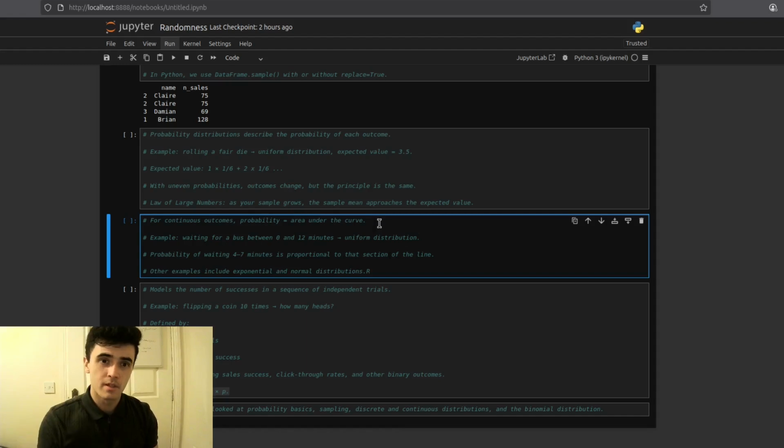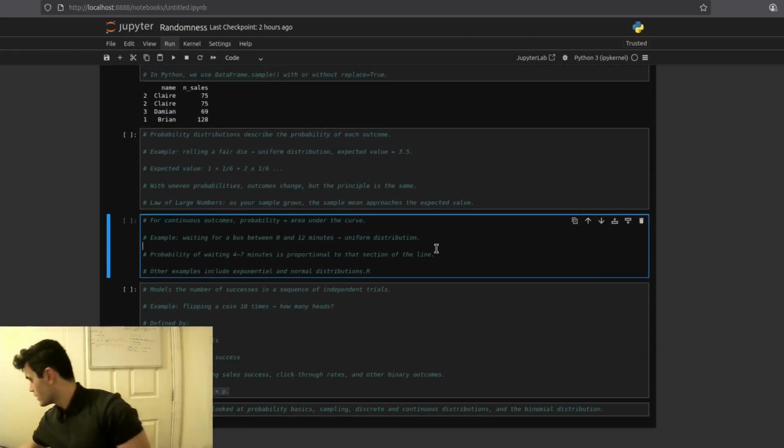The same principle applies for continuous distributions: the probability is equal to the area under the curve. The example we're going to use here is waiting for a bus that comes every 12 minutes, and there's a uniform distribution there. In reality, that sounds about wrong, because you would like the bus to come at 12 minutes on the dot every time. The probability of waiting 4 to 7 minutes is proportional to that section of the line. A uniform distribution will look something like this.